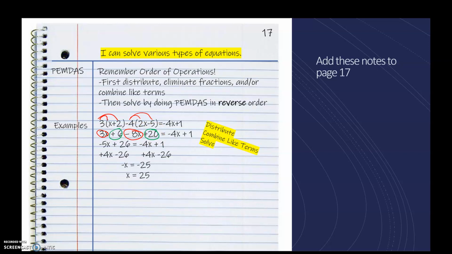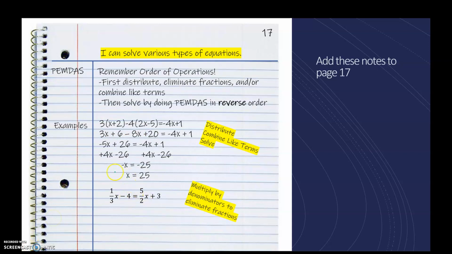After that, you can see we did a plus 4x on both sides and a minus 26 on both sides. So we basically added that up, and you're left with -x = -25. Divide by -1 to get x = 25. Once again, pause as you need.